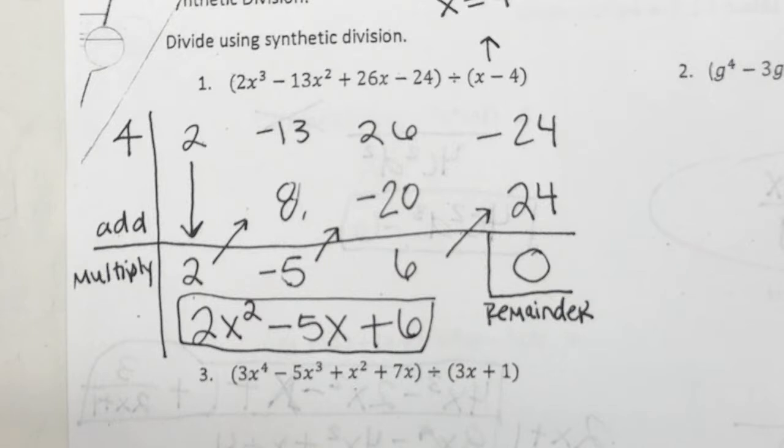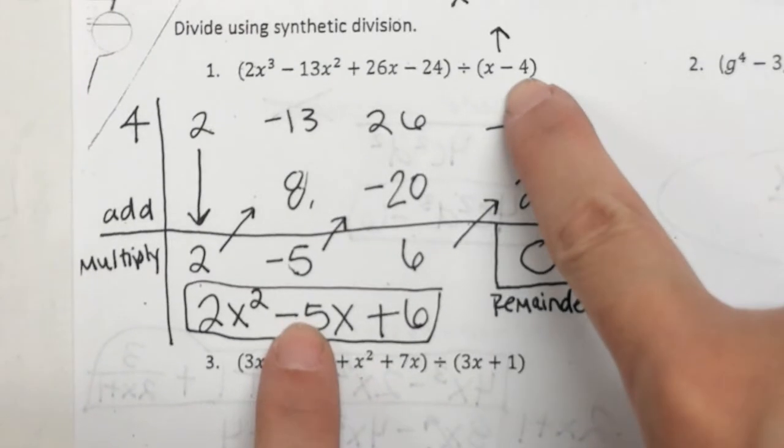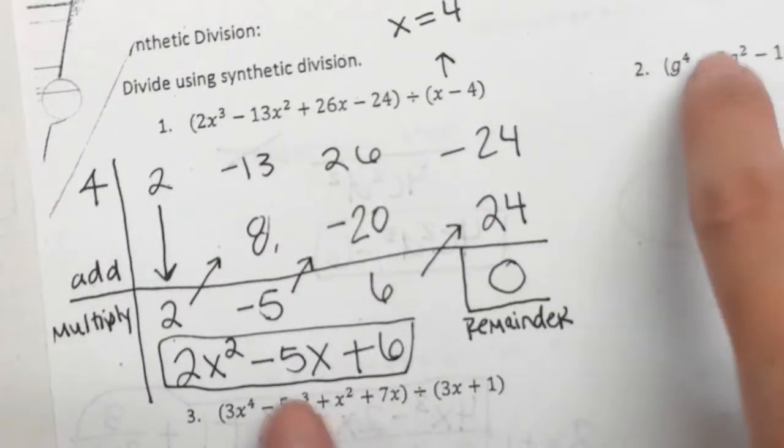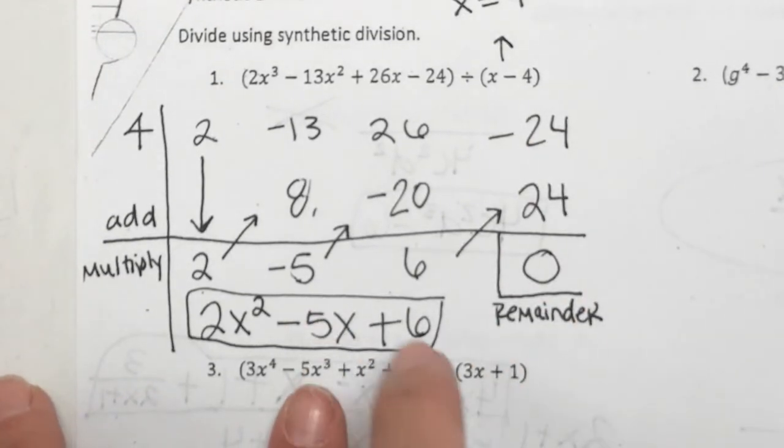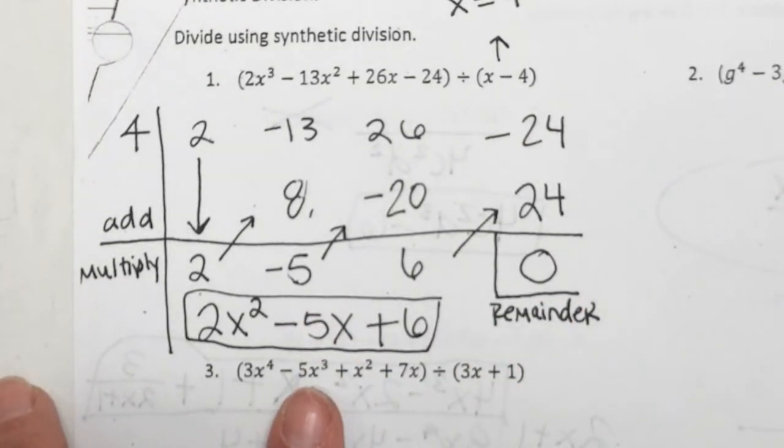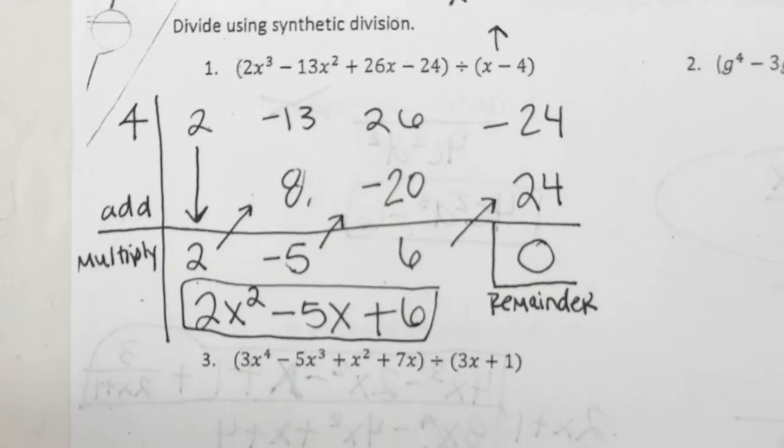How could you check this? Multiply these two, and it'll give you this. Now you can do long division the same way and you'll get the same answer. Okay? Let's try another one.